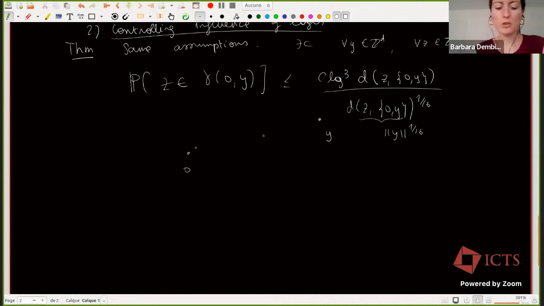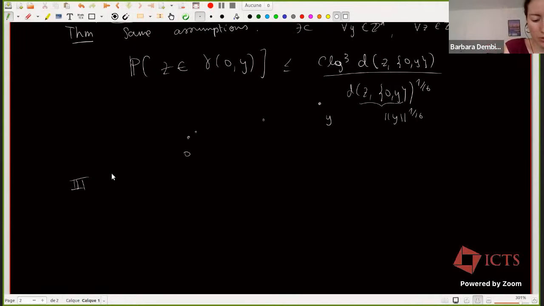Okay. So what this theorem says is that the probability that you go through a given point decays polynomially fast with the distance, if this point is in the bulk. So again, if you have any question, please feel free to ask.